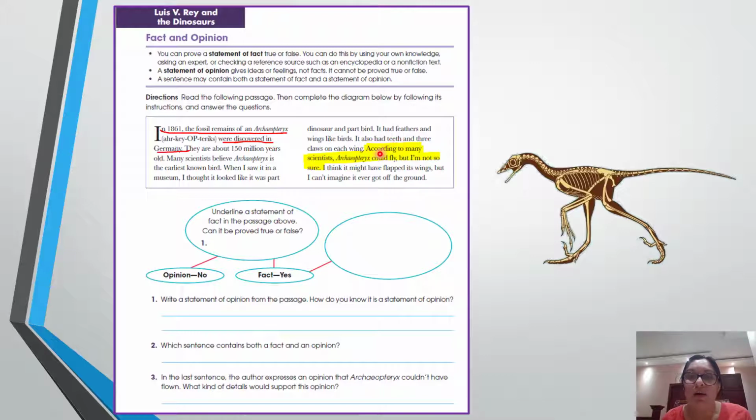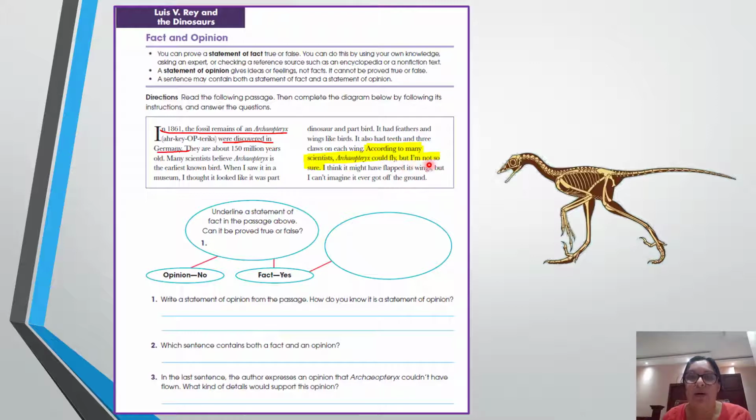Look, when we say according to many scientists, it's because scientists are experts. If scientists say something, maybe it's true because they are experts. It's a fact, okay? So here we have the fact, according to many scientists, Archaeopteryx could fly. According to them, because they are experts.